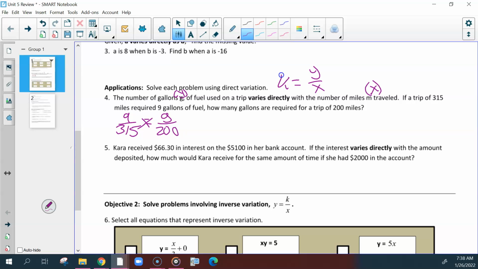I don't know what that is. Okay. 1800. When you put 1800 over 315 in the calculator, you get a bunch of decimals. Convert it to a fraction or leave it as a fraction. Put it in fraction form, and then it'll simplify it for you.